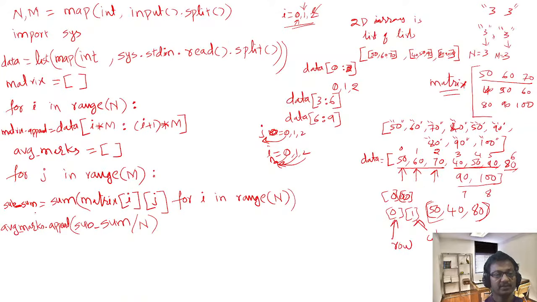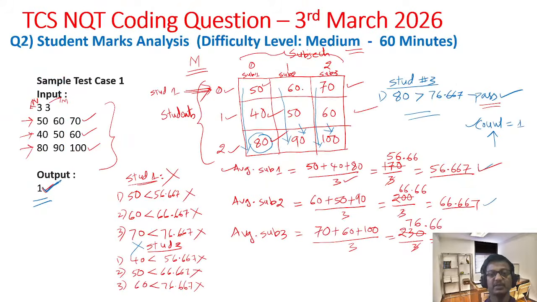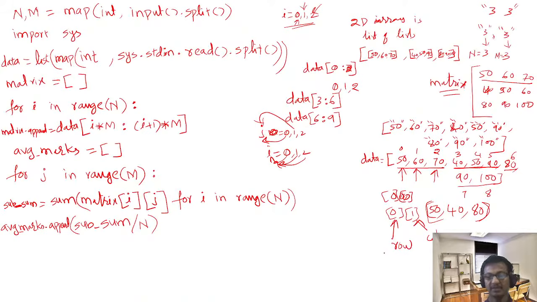Then what happens again? The j value increments, j value becomes 1 here. Now again it calculates, so this loop repeats. Now you can see matrix of i j, the i value is 0, and j is 1. So 0 1 means this value you will get. So you get 60 here.